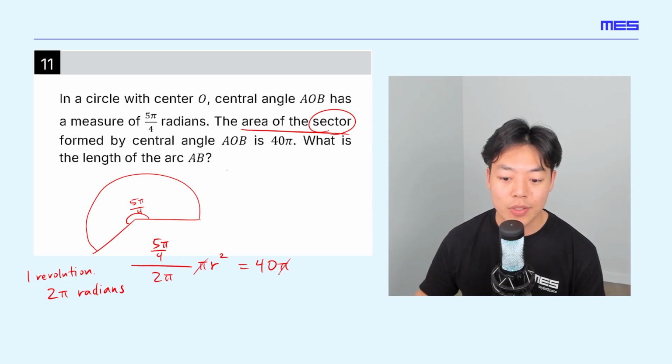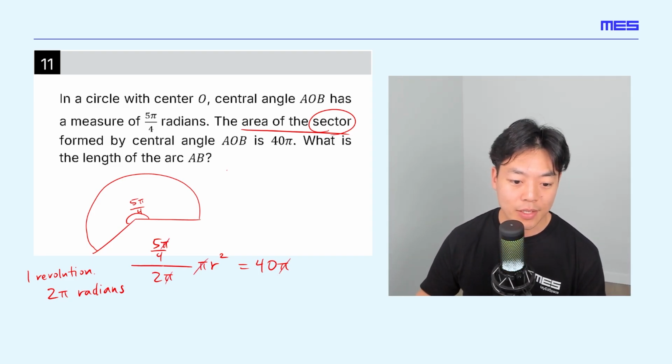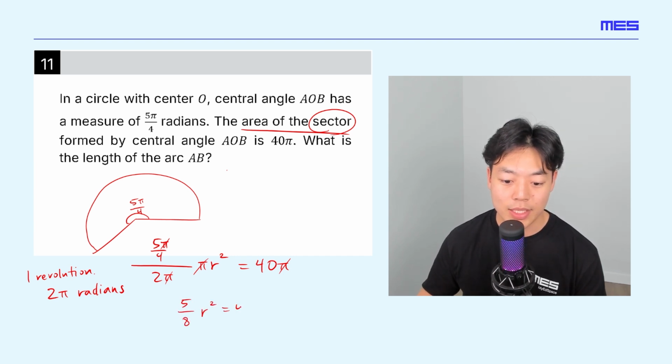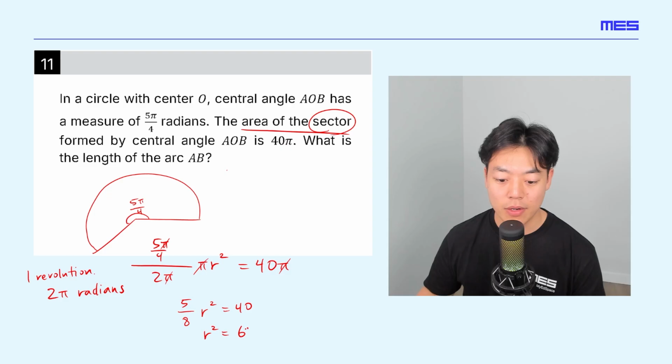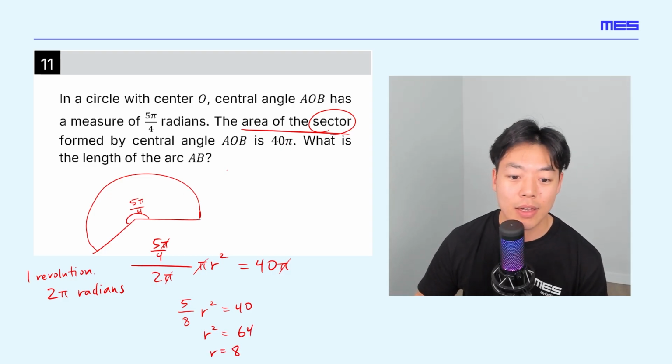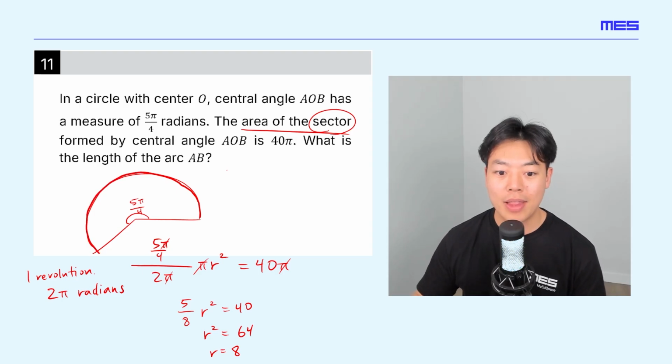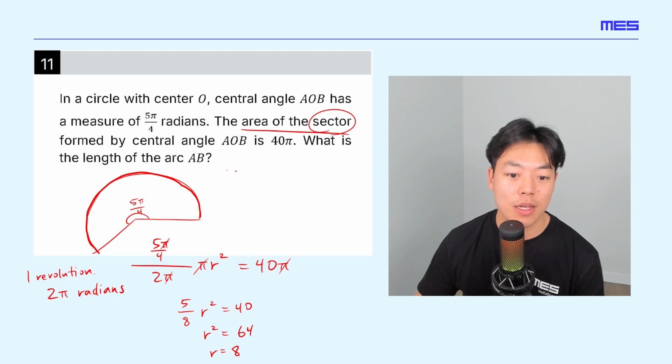Now the pi's cancel here. So we have 5/8 r squared is equal to 40. Multiply both sides out. And then we'll get 8/5 times 40, which is 64. And r will then equal 8. I want to know what the length of this arc is right here. In order to figure that out, I need to find the circumference of the entire circle first, which is 2 pi r. That's 16 pi.